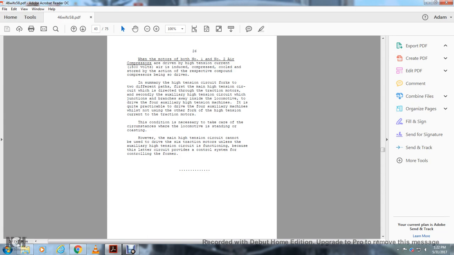After the high tension circuit breaker, the current forks into two different paths. The first is the main high tension circuit, which is directed through the traction motors. Secondly, the auxiliary high tension circuit, which branches away inside the locomotive.